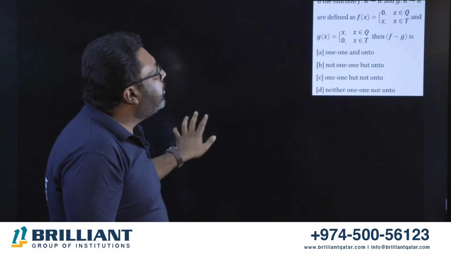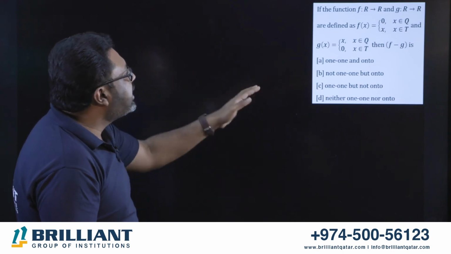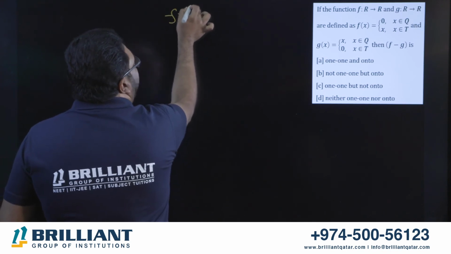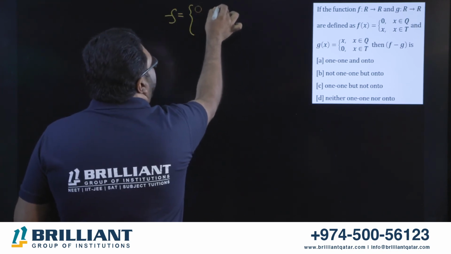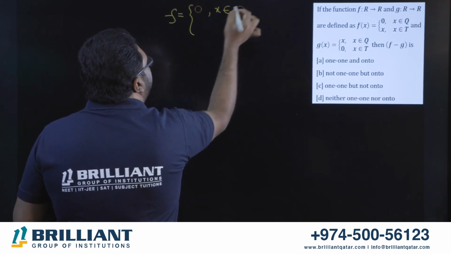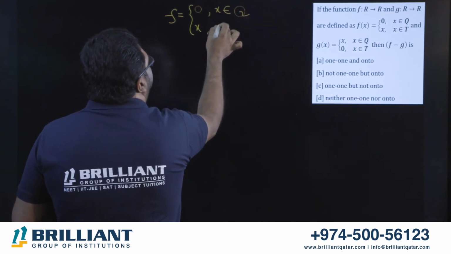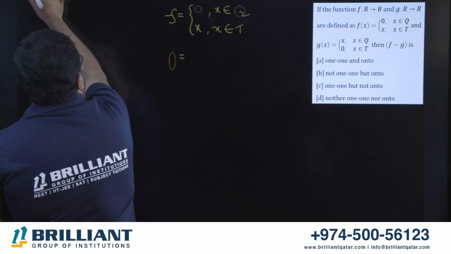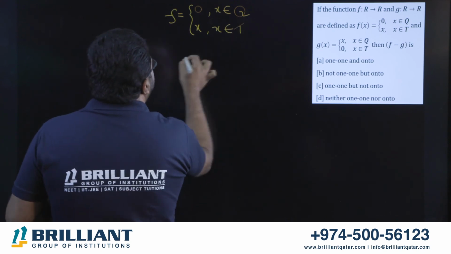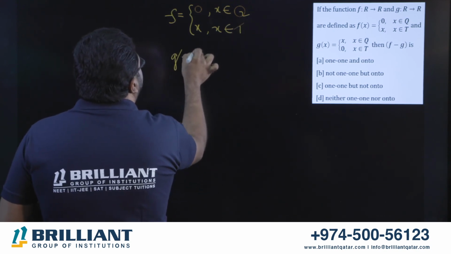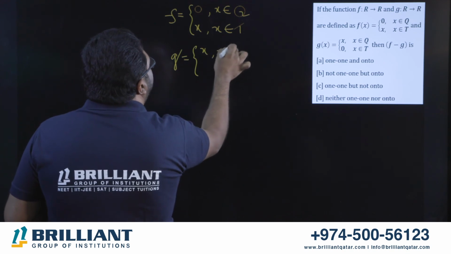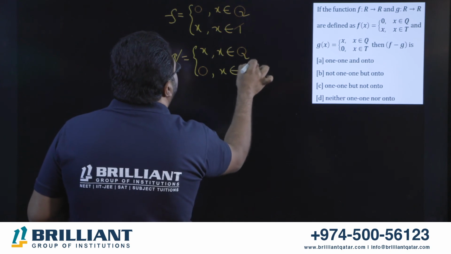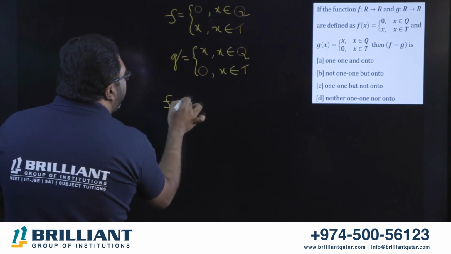Next question, they are giving me f and they're giving me g, and they're asking me about f minus g. All of you, look at the question. f is given by 0 if x is a rational number and x if x is an irrational number. What about g? g is equal to x if x is a rational number and 0 if x is an irrational number. From this, please combine. What is f minus g?